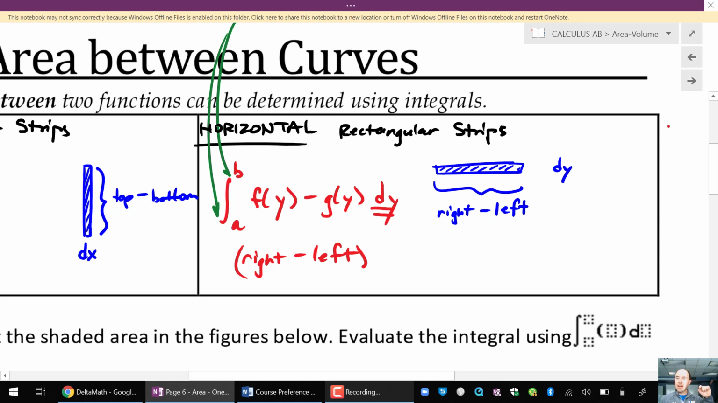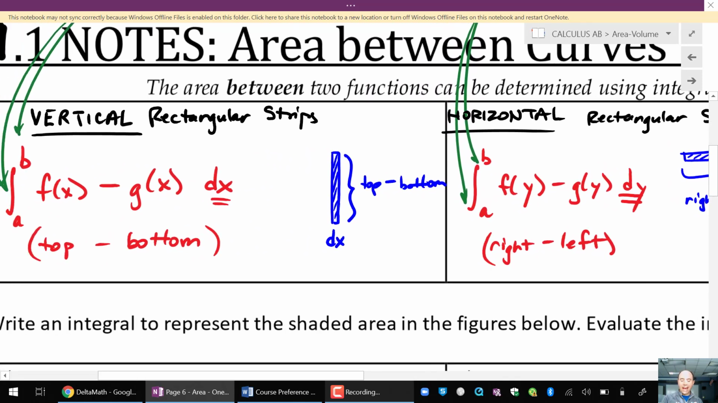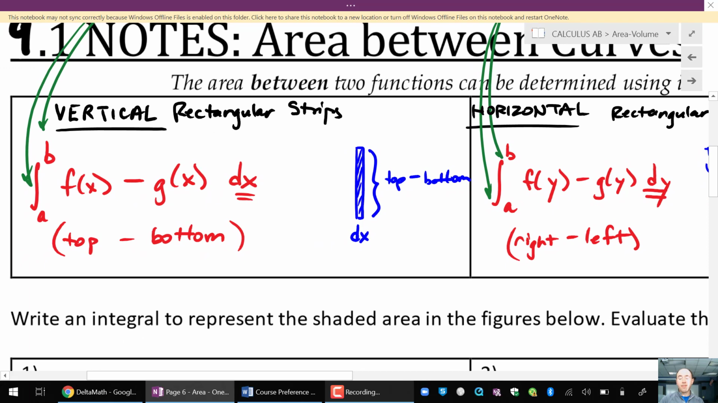I have an integral from a to b, but now the a and the b bounds are going to be in terms of y. And that means the functions themselves should also be in terms of y. Rather than saying f of x minus g of x, I'm going to say f of y minus g of y. It'll be a right minus left situation here. And then not a dx integral, but a dy at the end. So those are my two formulas. Just kind of a little skeleton map of how you would construct an integral to help you find the area between two function curves. I did number 1 for you.